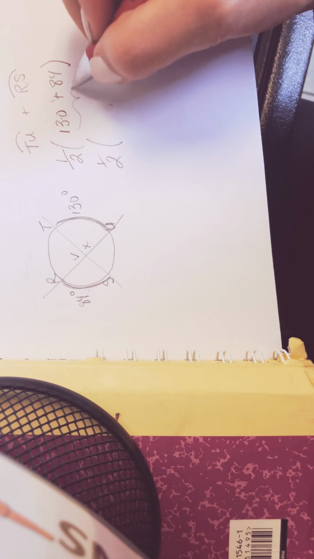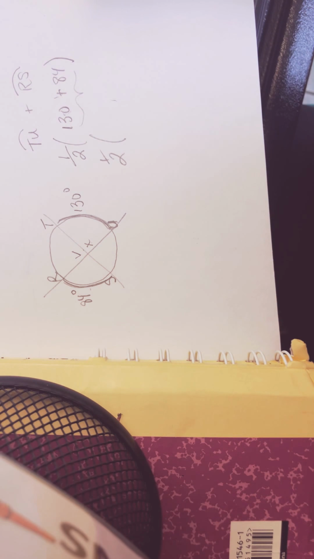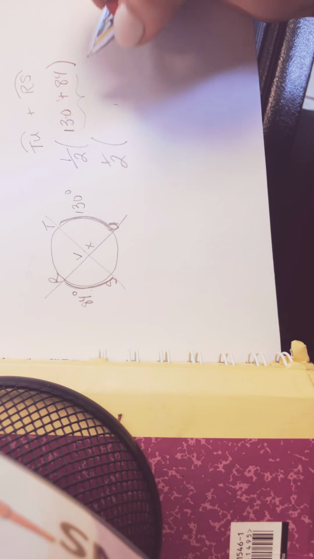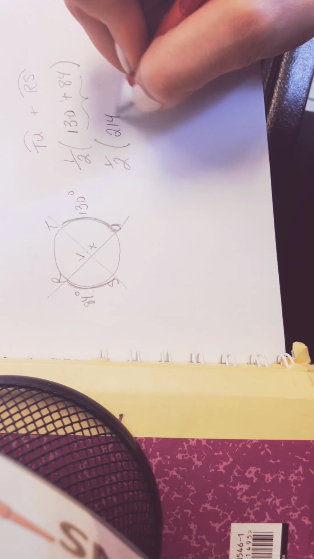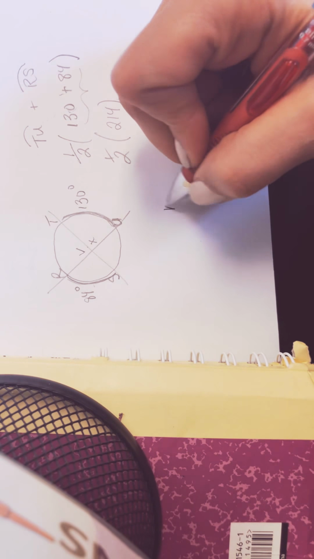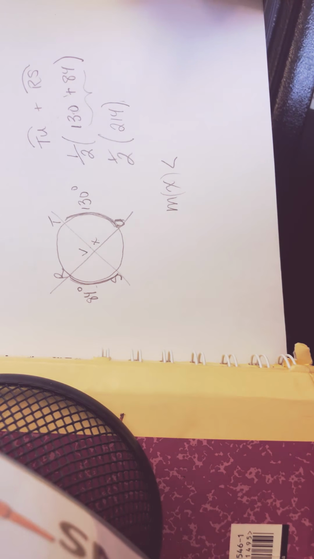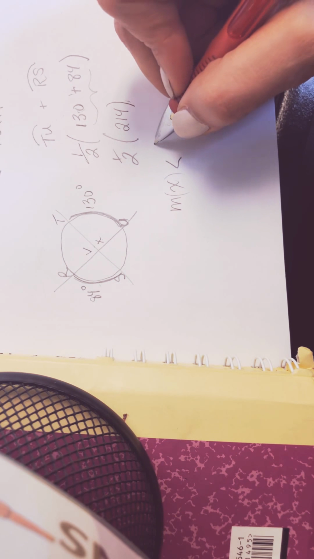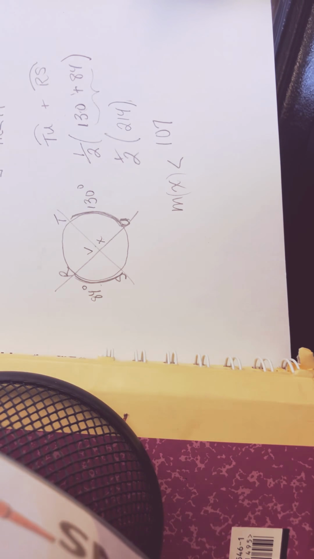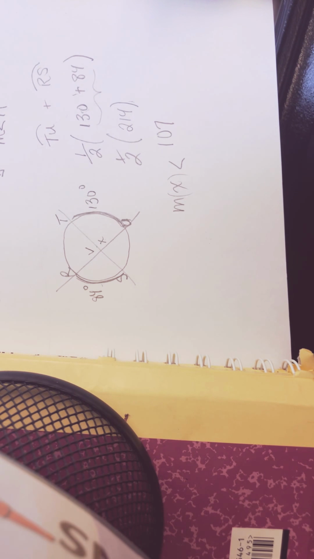PEMDAS, you're first adding these two together, okay? And you're going to get 214. Therefore, the measure of angle X is 107. Okay, it's as simple as that.